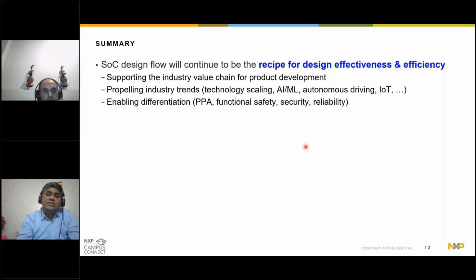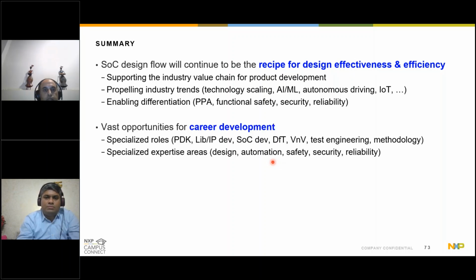Companies and organizations or institutes that are able to do effective SOC designs through the right design methodology will have the competitive advantage of having the best-in-class power, performance, area, as Shyam was talking about, or safety compliances, security, robustness, and reliability. So this is our cornerstone of making great designs, I would say. So bank on this point.